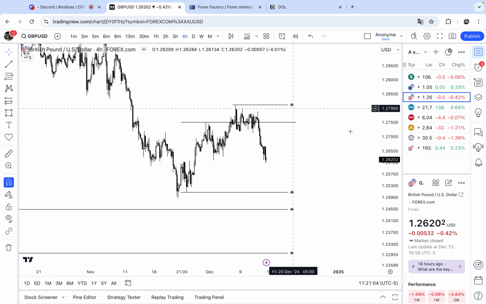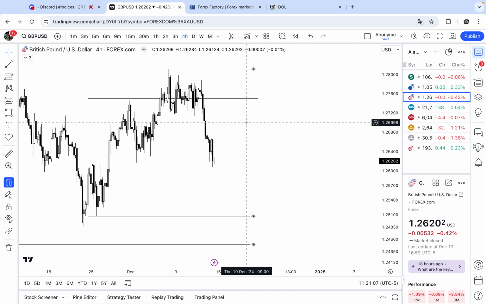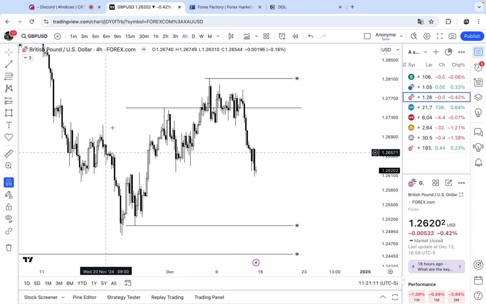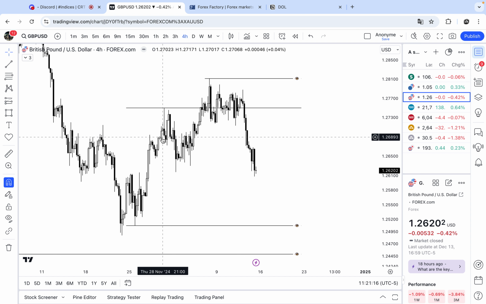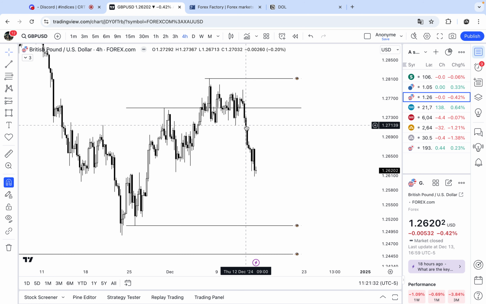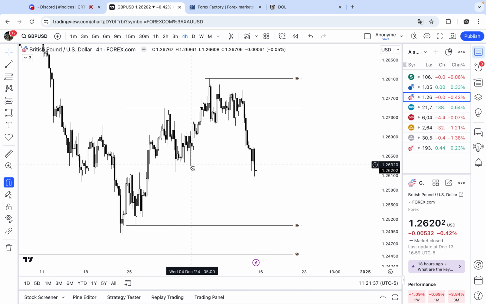On the 4-hour, what we can see is that we got this high that got broken above. So from now on, this is bullish. So high, low, high. The last low that broke the high is not this one, right? So this is not a market structure shift. The last low that broke the high is this one.